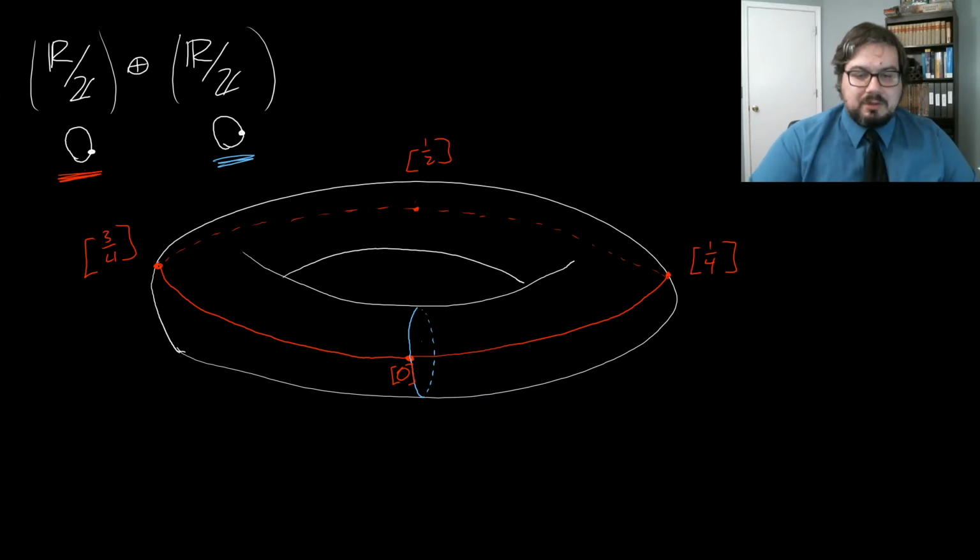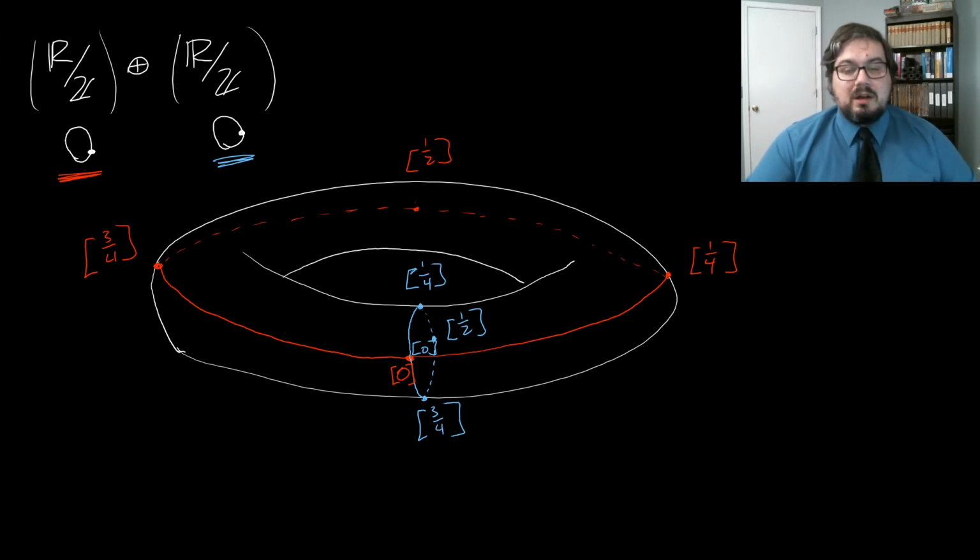And then on the blue circle, we'll do a similar thing: equivalence class of 0, equivalence class of 1/2, we want 1/4 there, 1/4 of the way through. And then the equivalence class of 3/4 down here. And so now every point on the torus can be expressed in terms of the red and blue coordinates. That is an element of R mod Z for the red and an element of R mod Z for the blue. So for instance, let's take this point right here.